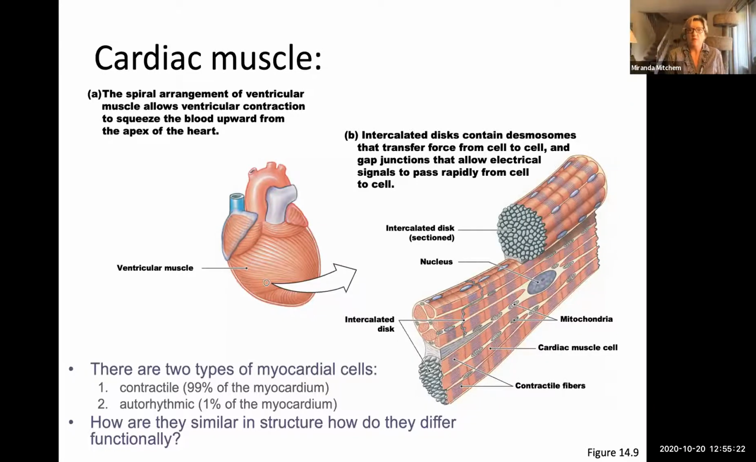So we have two types of heart cells. 99% of them are the contractile type of myocardium, where 1% is autorhythmic myocardium. They are both myocardium. That is the name for heart tissue. So please think about how these two types of cells, the contractile versus the autorhythmic cell, how are they similar and how are they different? And what differences exist between these two muscle cells versus the skeletal muscle?